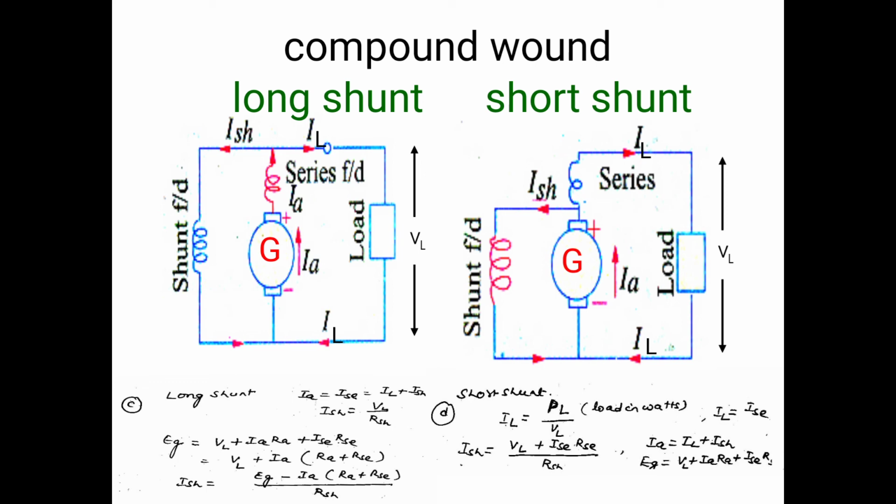Next, the armature current. The armature current divides into two parts, ISH and ISC. So IA equals ISH plus ISC. The ISC value equals IL, so you can write IA equals IL plus ISH. Here the total current is the armature current.